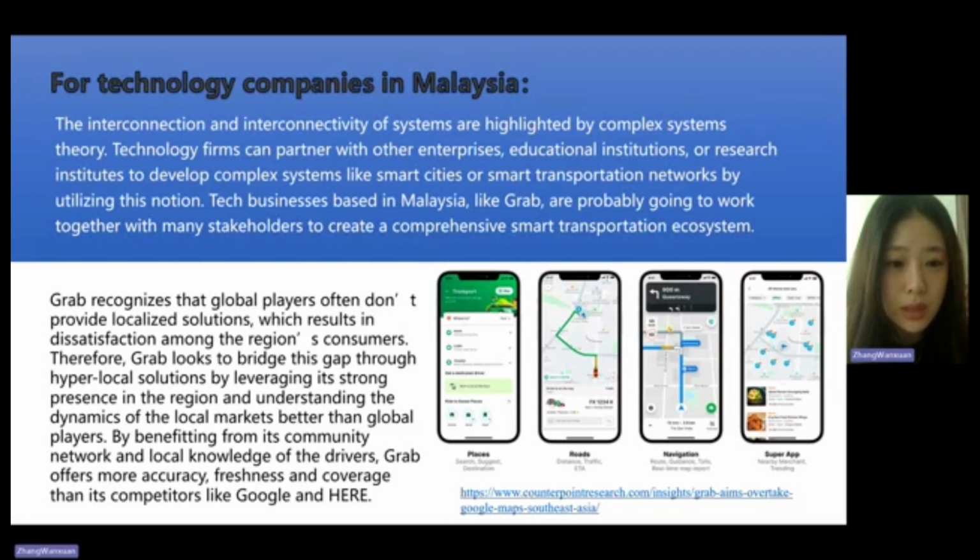smart transportation ecosystem. Grab recognizes that global players often don't provide a localized solution, which results in dissatisfaction among the region's consumers. Therefore, Grab looks to bridge this gap through hyper-local solutions by leveraging its strong presence in the region and understanding the dynamics of the local markets better than global players. By benefiting from its community's network and the local knowledge of the drivers, Grab offers more accuracy, freshness, and coverage than its competitors like Google and Here.